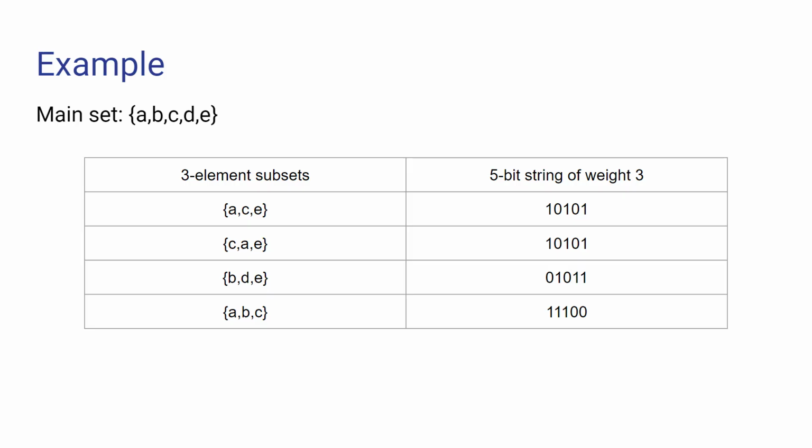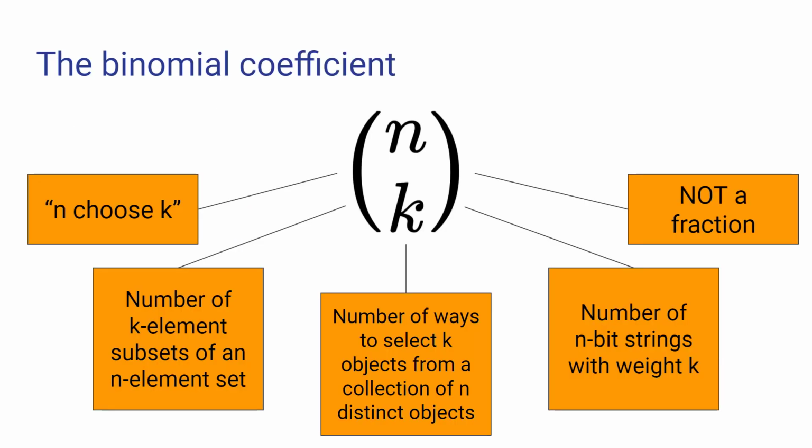The idea of selecting k elements from a collection of n elements is such an important type of counting problem that we're going to give it a special name. The binomial coefficient, notated like this and pronounced n choose k, is the number of ways to select k elements from a collection of n distinct elements. This is, as we've seen, the same thing as the number of k-element subsets of an n-element set, which is also, as we've seen, the same as the number of n-bit strings with weight k.